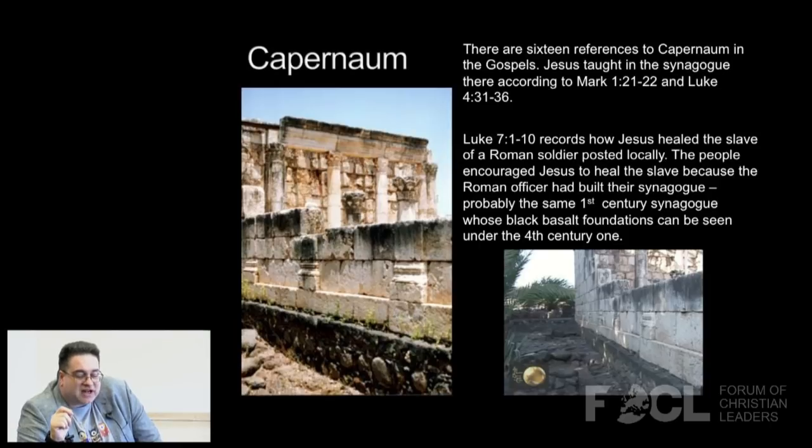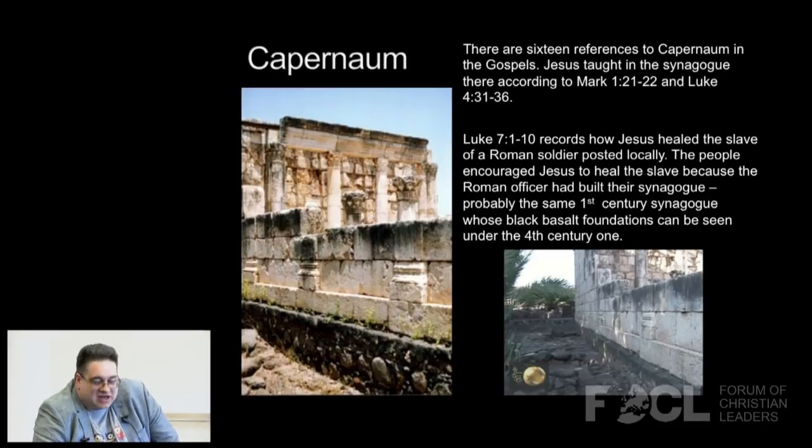Luke 7 records how Jesus healed the slave of a Roman soldier who'd been posted locally. And it notes that the people had encouraged Jesus to heal this slave because the Roman officer had built their synagogue. That means, i.e., he paid for it. When we say someone built something, like Hadrian had Hadrian's wall, he had it built, not that he did it himself.